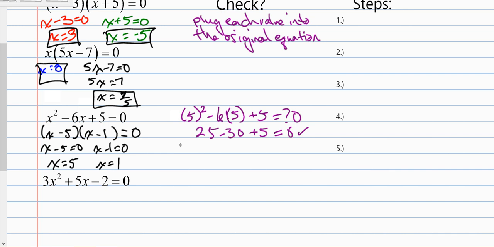I've also checked the other value. So 1 squared minus 6 times 1 plus 5 should equal 0. 1 minus 6 plus 5, in fact, equals 0. So I know that I have correctly factored and solved this equation. So I will box those answers.